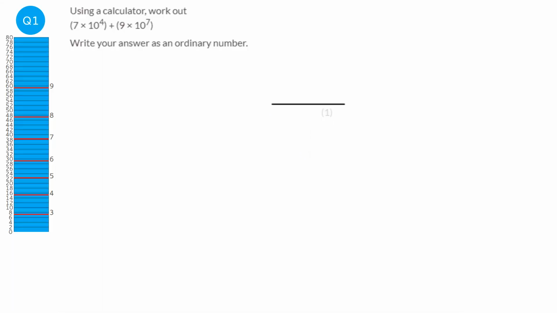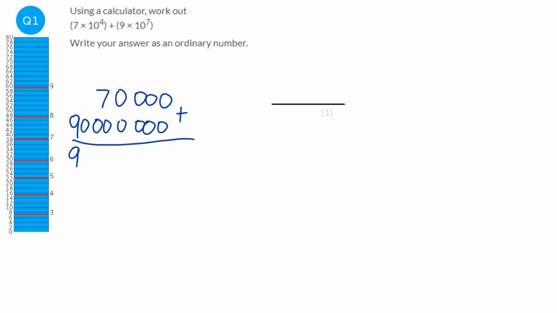Enjoy! So 7 times 10 to the power 4 is going to be 70,000. And 9 times 10 to the power of 7 will be 90 million. And so when you add them together, you get 90,070,000. Now, if you have access to a calculator, if this is on the calculator paper, then you can just type it into your calculator.